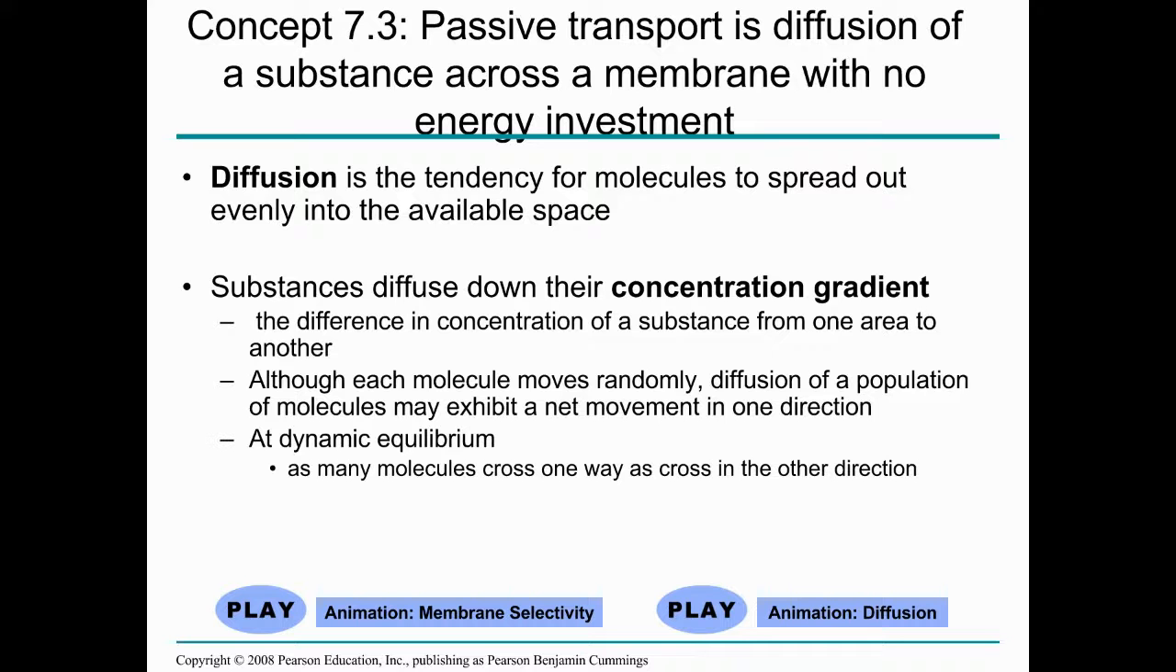Okay, so diffusion follows the laws of entropy, right? Diffusion is simply molecules going from an area of high concentration to an area of low concentration.